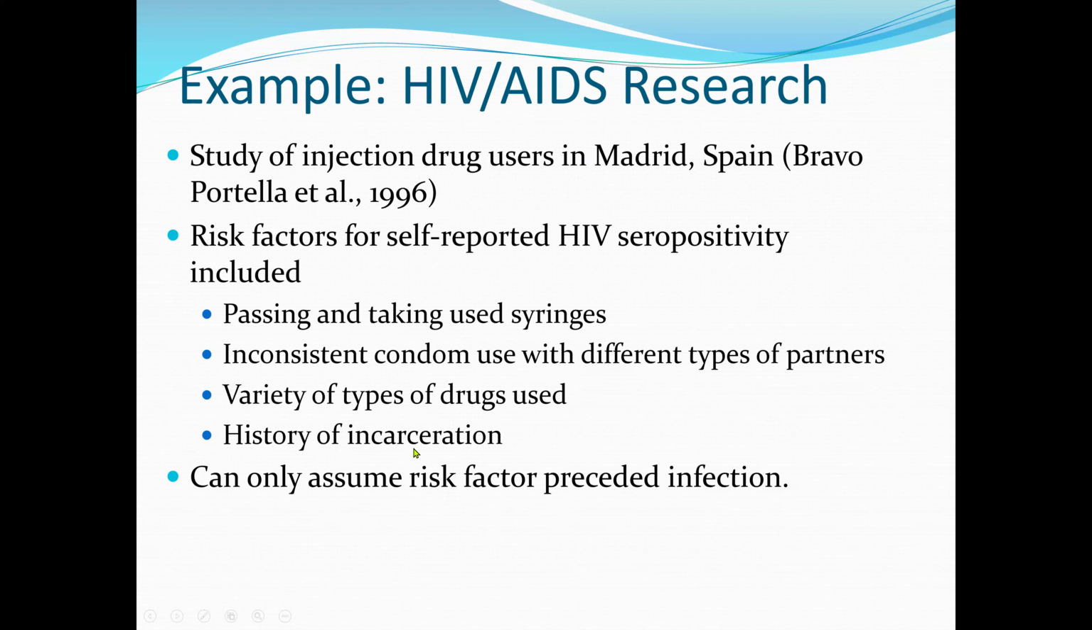So based on the data, we came to the conclusion that most people who have HIV/AIDS practiced, for example, passing and taking used syringes, that is, sharing syringes. Also, they don't use condoms regularly or safely, or they have a history of incarceration.